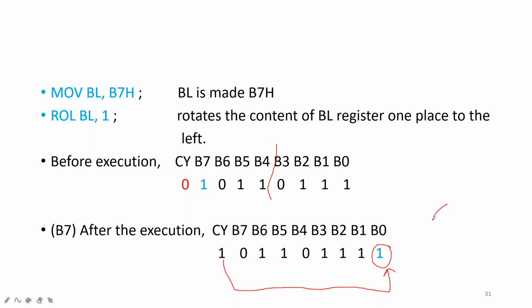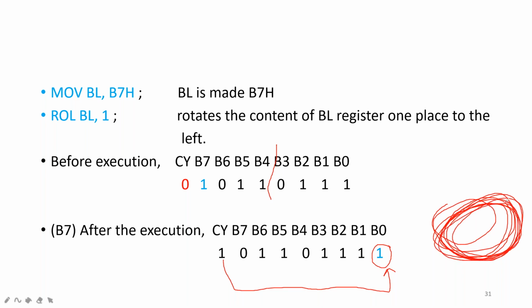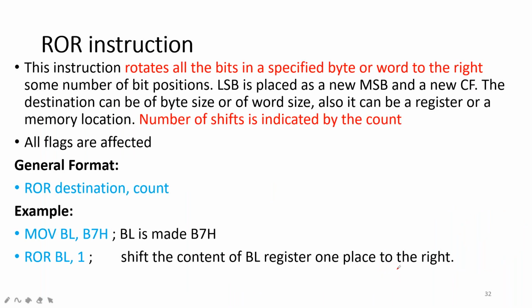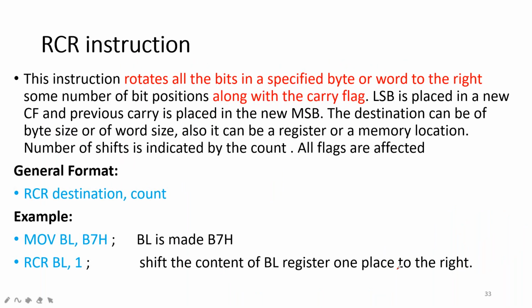Rotation means it keeps on rotating, correct? Whenever I go for a rotating operation, it will rotate the data like this. So this 1 from the carry will be moved towards my LSB B0. So here we have 1 instead of 0. When you shift your data left by 1, you will have 0 in B0. When you rotate the data, then you will have 1 in B0. That is rotate right side rotation.